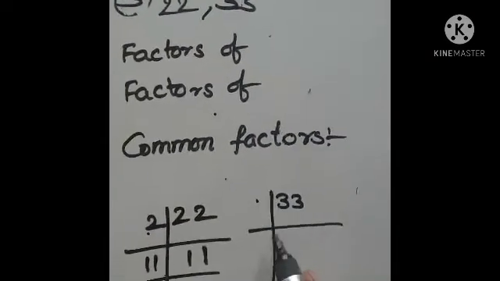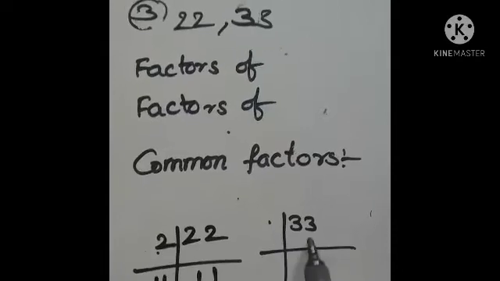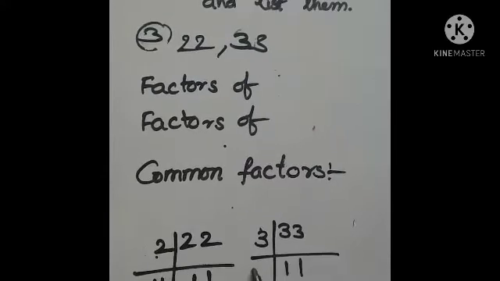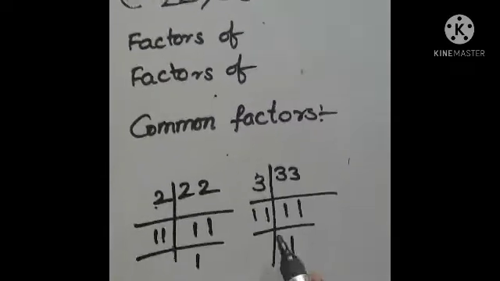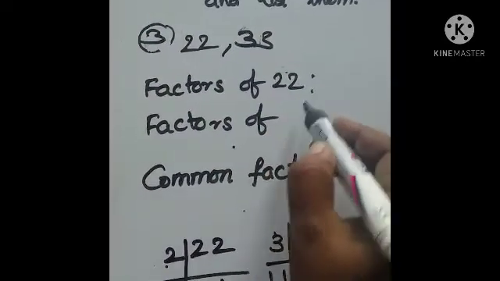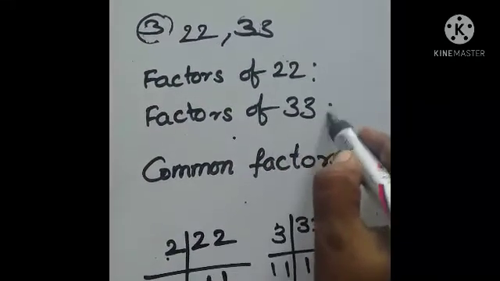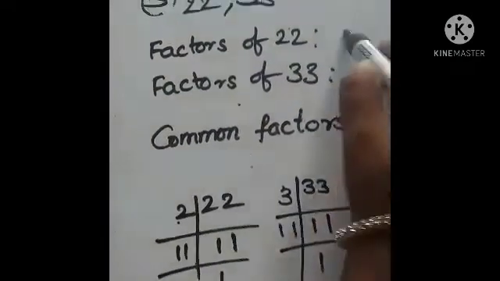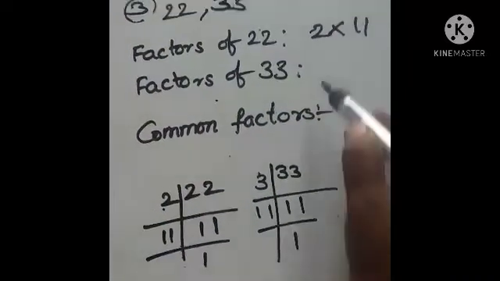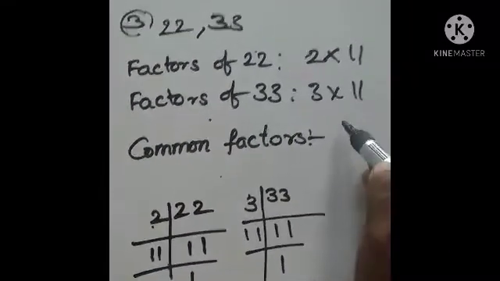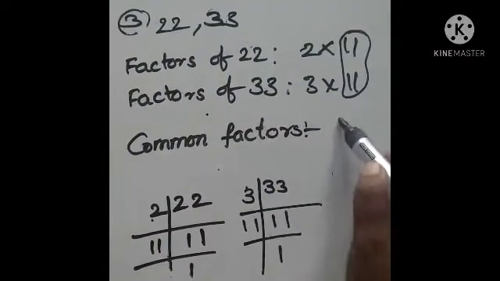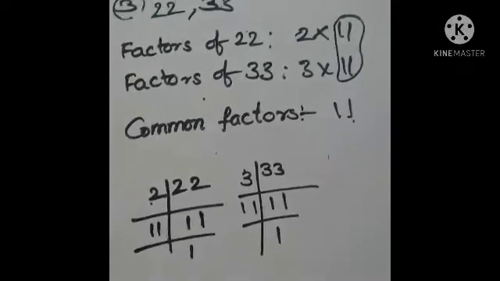What number do we have to take here? Here we have to take 3 because it is an odd number. So 3 1s are 3, 11 1s are 11. Now let's write the factors of 22. What are the factors of 22? 2 into 11. And what are the factors of 33? 3 into 11. What is the common factor of both numbers? 11 is the common factor of both numbers. Then we write common factor is 11.